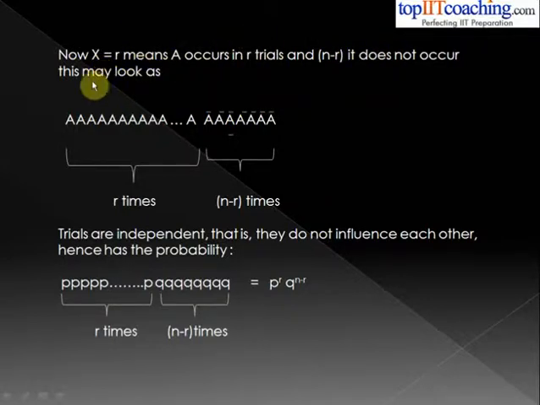So it may look like A up to R times it's happening, and in the remaining n minus R times it's not happening, so it should be represented by A complement. So A till R times and A complement for n minus R times represents one outcome in n trials. Now the trials are independent of each other, that is, they do not influence each other. Hence the probability would be P into P into P up to R times, into Q into Q into Q up to n minus R times, and this would be equal to P to the power of R into Q to the power of n minus R.